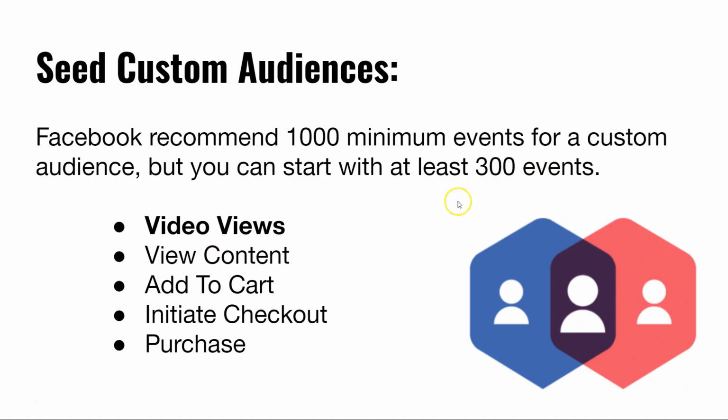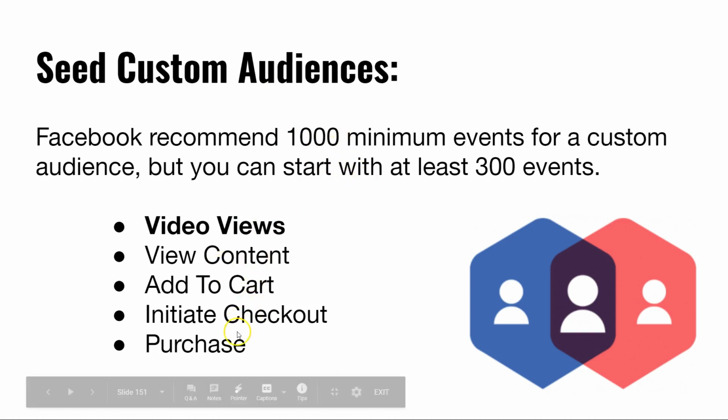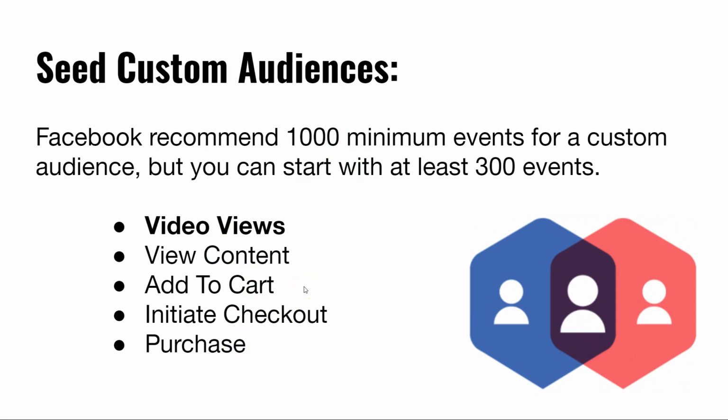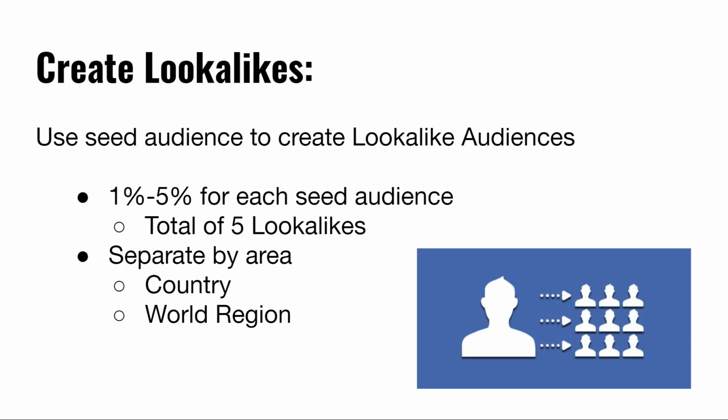View content. All right. So at 300 view contents, assuming you're getting purchases, right? Assuming you're getting purchases, 300 events is where I would really start to do it. Even though Facebook is going to say audience size is too small, it'll just say less than 1,000, right? View content, add to cart, initiate checkout, and purchase. You should be creating a custom audience for each of them, and then eventually creating a lookalike from them.